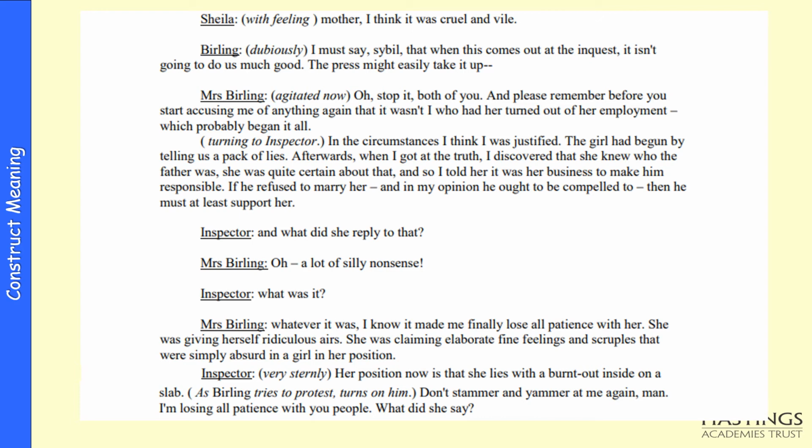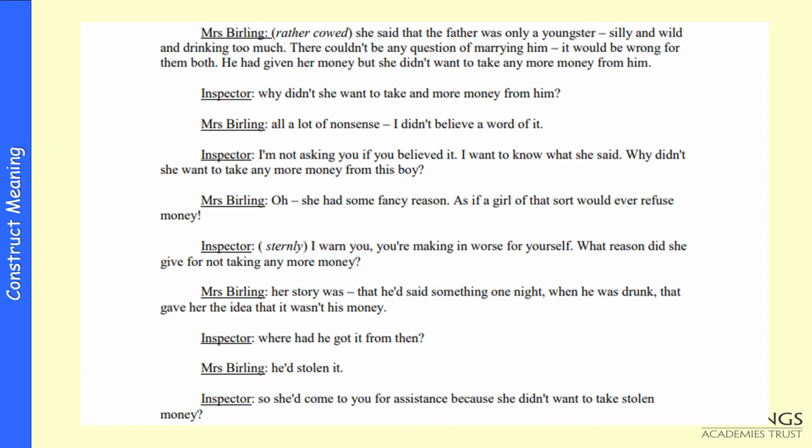And what did she reply to that? Oh, she was giving herself ridiculous airs, claiming elaborate fine feelings and scruples that were simply absurd in a girl in her position. What did she say? She said that the father was only a youngster and wild and drinking too much. There couldn't be any question of marrying him. It would be wrong for them both. He had given her money, but she didn't want to take any more money from him. Why didn't she want to take any more money from him? Oh, some fancy reason. As if a girl of that sort would ever refuse money.